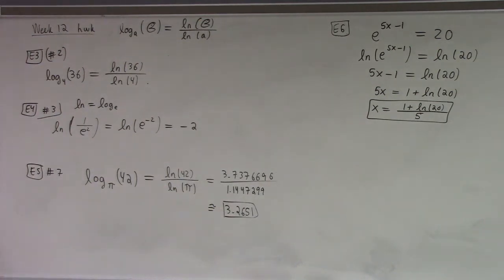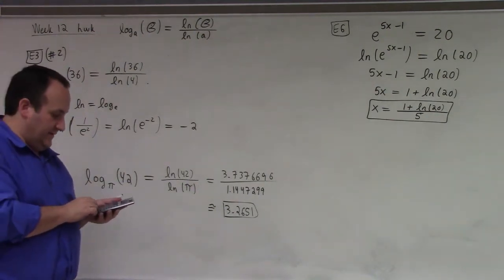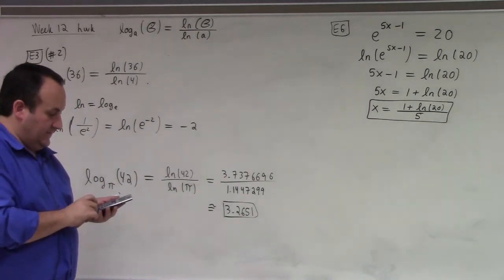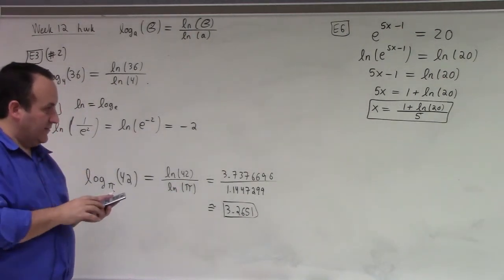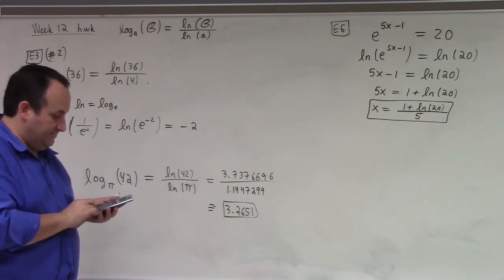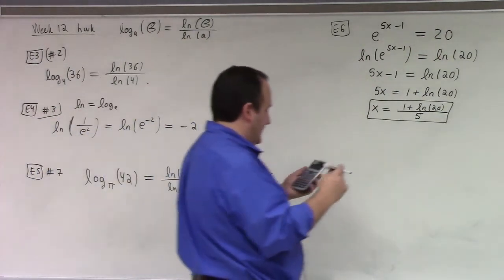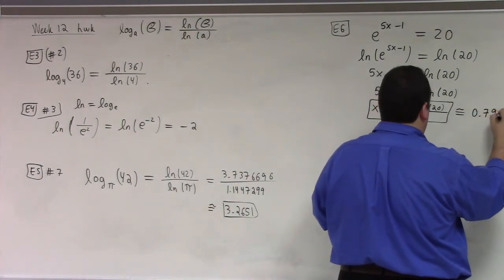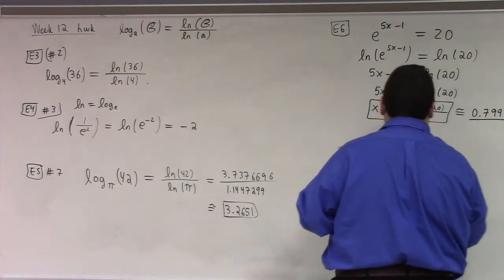On the other hand, I might say, give me the best decimal approximation to the answer using the first however many digits. If we wanted to do that, I go over to my calculator, I do 1 plus the natural log of 20, get 3.995 and so on, divide by 5. And so this is approximately equal to 0.7991.